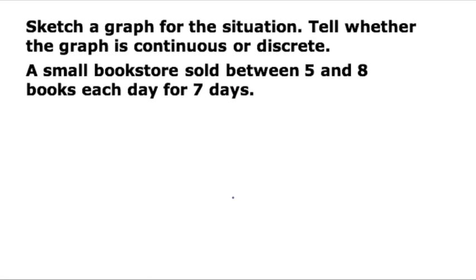So let's look at this one. Again, we're going to sketch a graph and figure out if it's continuous or discrete. It says a small bookstore sold between 5 and 8 books each day for 7 days. All right. So I know that for my X and Y axis, time is a good X axis, and we're talking about days here. So days are a type of time. And then the Y axis would be how many books are sold. So I'm going to put the number of books sold.